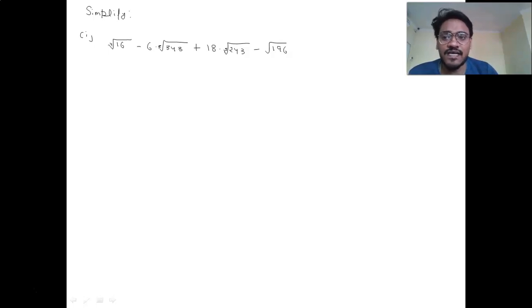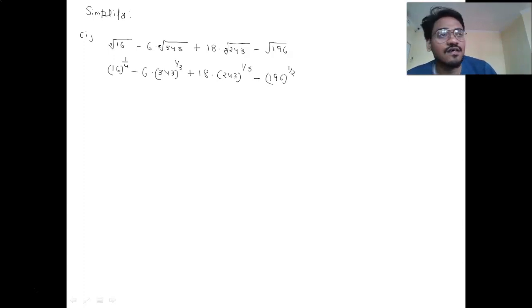See, can I write the 4th root of 16 as 16 raised to the power 1 upon 4? No problem. The cube root of 343 can be written as 343 raised to the power 1 upon 3. Similarly, 18 times the 5th root of 243 can be written with 1 upon 5, and 196 whole raised to the power 1 by 2, because it's a square root.